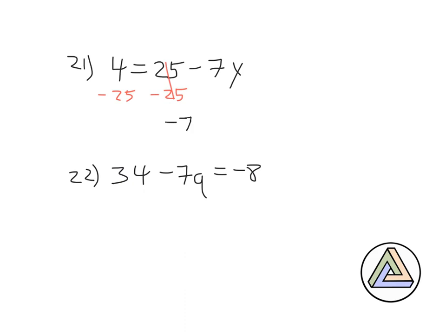Negative 7y equals 4 minus 25. We have a small number subtracting a larger number, so we know the result is going to be negative. So I'm just going to write that. Once you know that, then subtract the smaller from the larger. 25 minus 4 is 21. So that's a way of going about it. Maybe my student prefers that method.